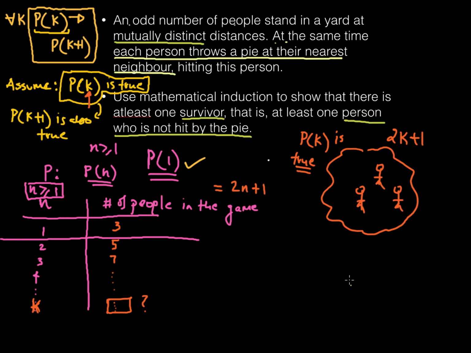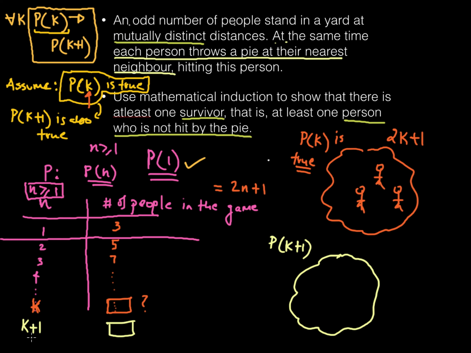Now let's show whether p of k plus 1 is actually true. So everything in yellow now is for p of k plus 1. To show that p of k plus 1 is true, there's some k plus 1 over here. How many people will be playing the game if n equals k plus 1? Well, if n equals k plus 1, and I plug in k plus 1 over here, what I get back is 2k plus 3. I'm just taking k plus 1 and plugging it into this expression. So I've got a total of 2k plus 3 people here.